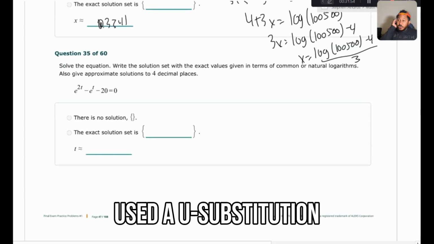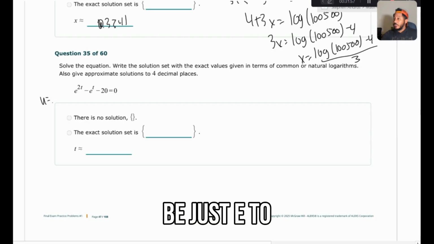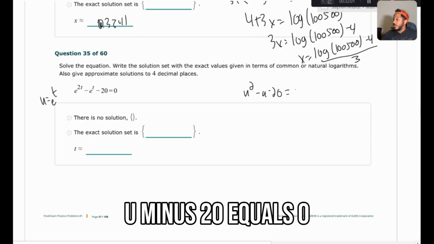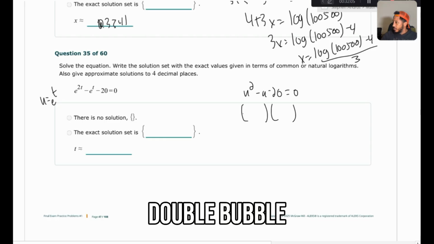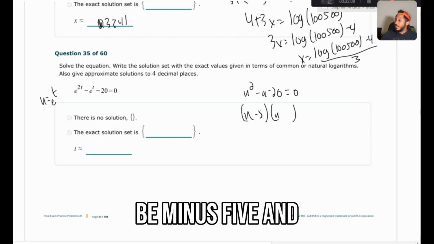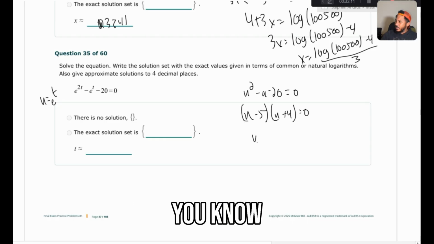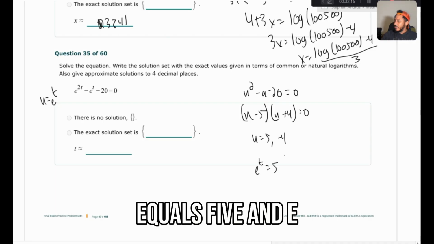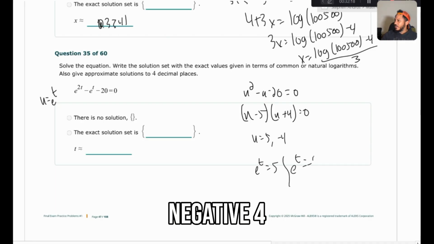Okay, this one here, we use a u substitution, right? So let u be just e to the t. Then we get u squared minus u minus 20 equals 0. So double bubble, u, and then this will be minus 5 and plus 4, right? So then u equals 5 and negative 4. In other words, e to the t equals 5, and e to the t equals negative 4.